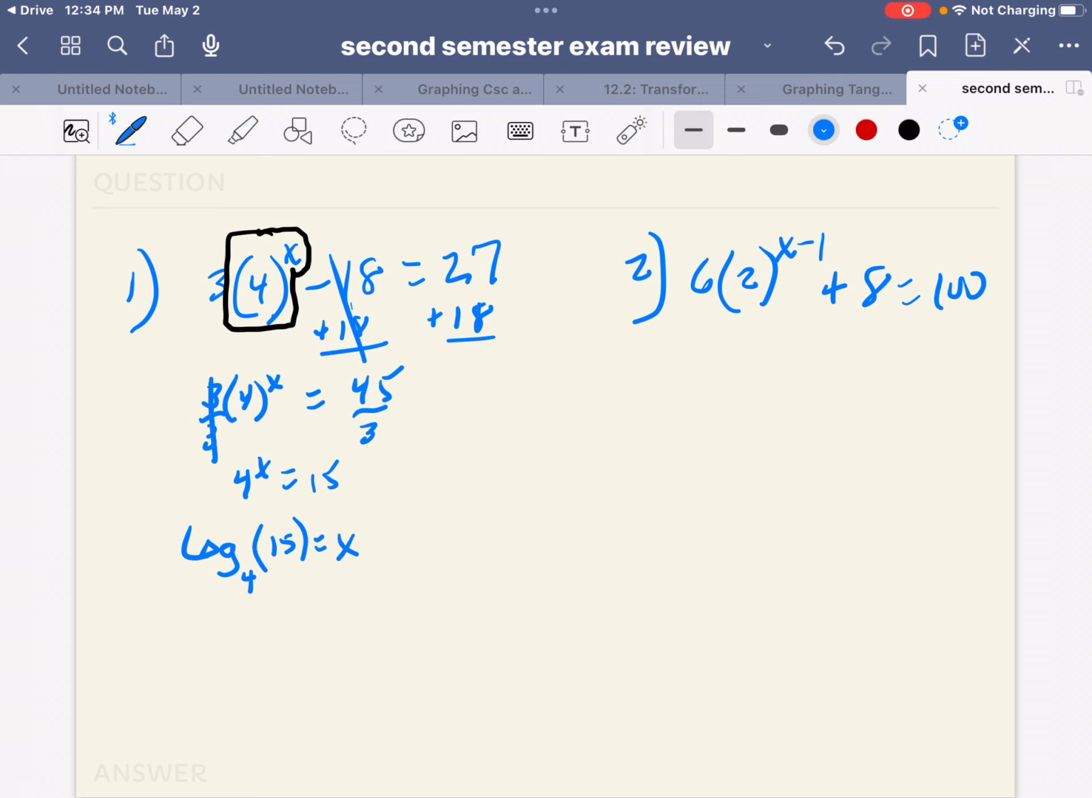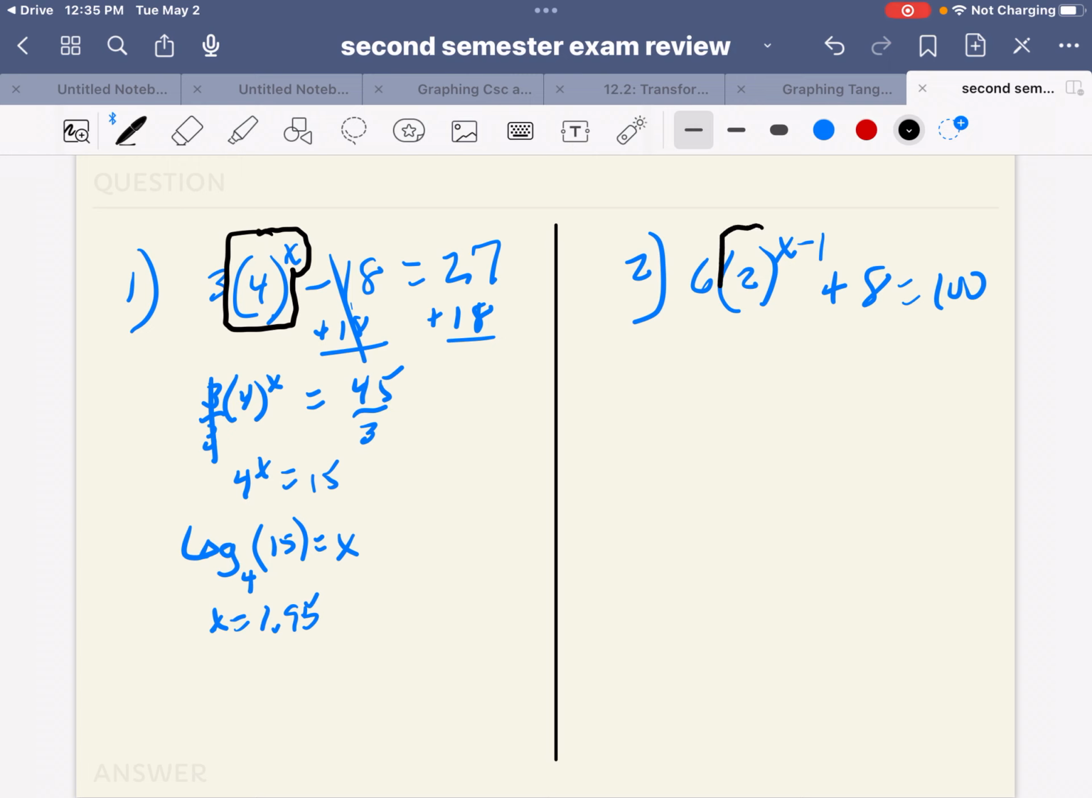So what that means is all I've got to do is grab my calculator and type in log base 4 of 15. And, pardon me, my calculator's messing up, or I should say I'm messing up. Log base 4 of 15 is 1.95-ish. And that's how you solve that. Okay, looking over at the right side, just another example.